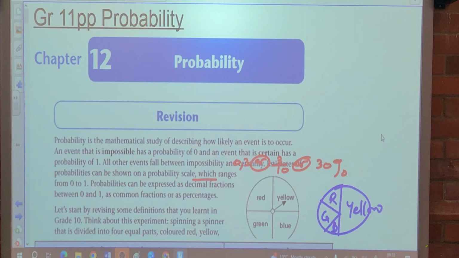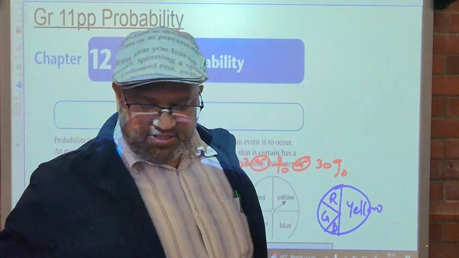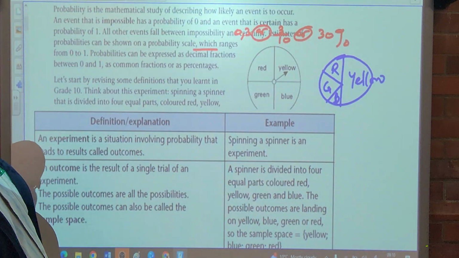Okay, good morning class. So today we're looking at probability. At this point we have completed our Venn diagrams and our tree diagrams as well. So now today we're going to look at two-way tables.